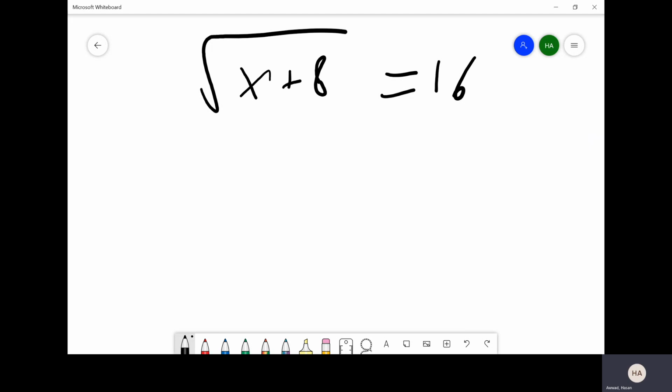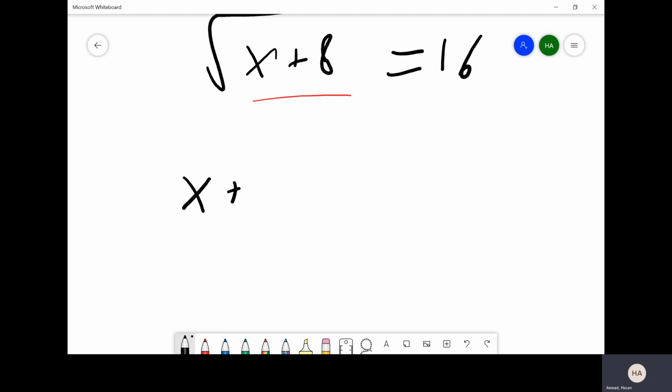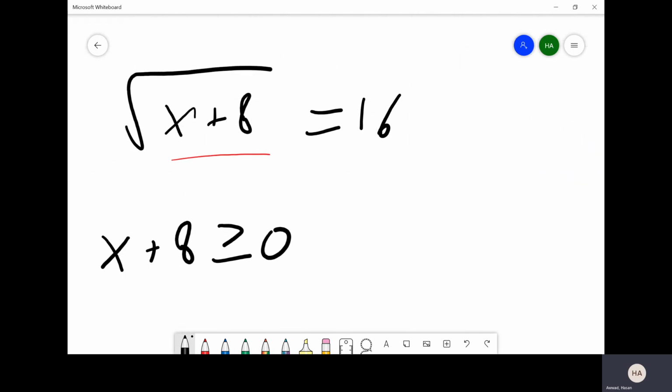So what we have to do here is we have to set this piece, everything that's underneath the square root. So again, I'll underline it. Everything that's underneath the square root, our radicand, we have to set that to be greater than or equal to 0. So what I'm going to do is I'm going to say x plus 8 is greater than or equal to 0.